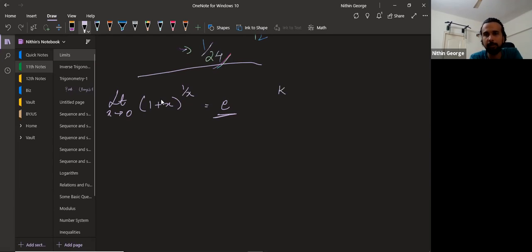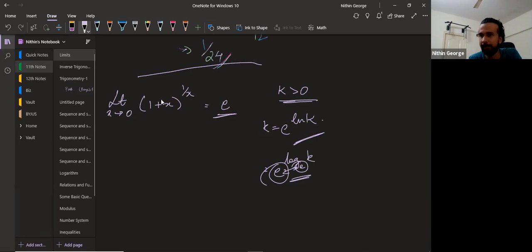If k is a positive value, I can write k as e raised to ln k. You know this? Yes, sir. e raised to log to the base e k. That's the same thing. This base and this should be the same. For any positive value k, this is true. Instead of e, you can put any positive value here also, except 1.